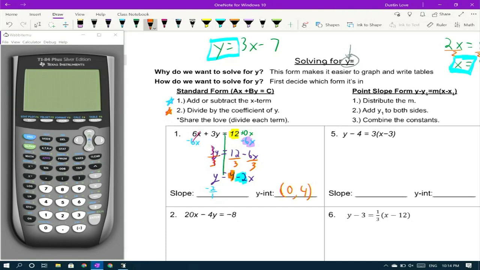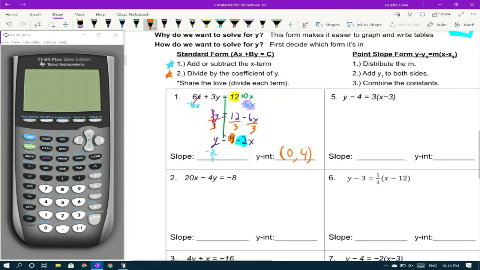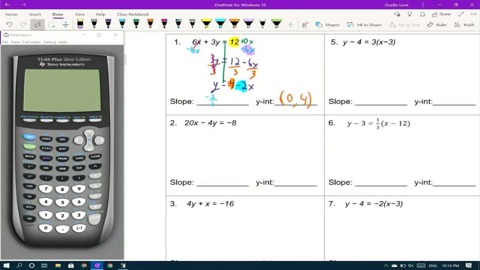Okay. By the way, they're all going to go a lot faster than that from here on out because I don't have to do all that explanation. Okay. Same process as before. I'm going to drop this down. I'm going to first add or subtract the x term. Here, 20x is positive. So I'm going to subtract 20x, and I'm going to write it out here on the right, lining that stuff up again. These guys cancel, leaving me with negative 4y is equal to negative 8 minus 20x.